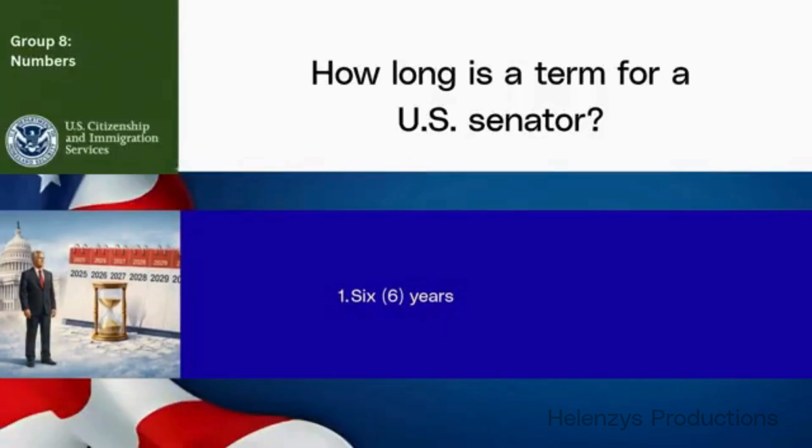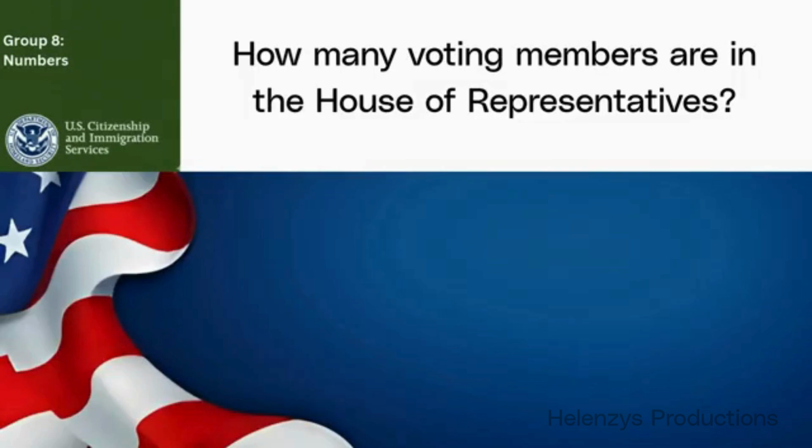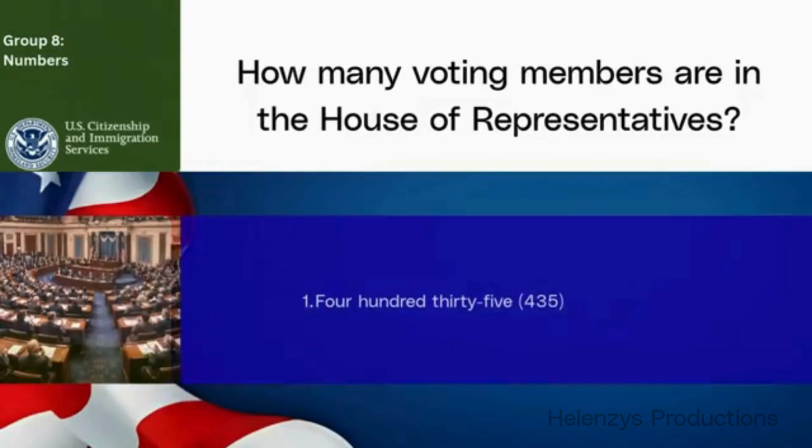Quick recall. How long is a term for a U.S. senator? 6 years. How many voting members are in the House of Representatives? 435.